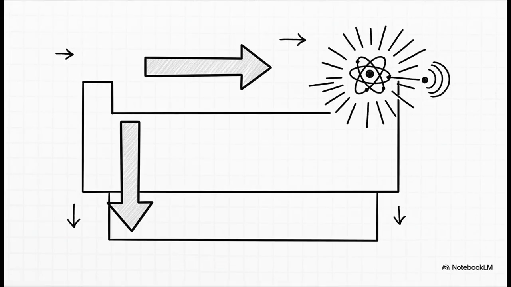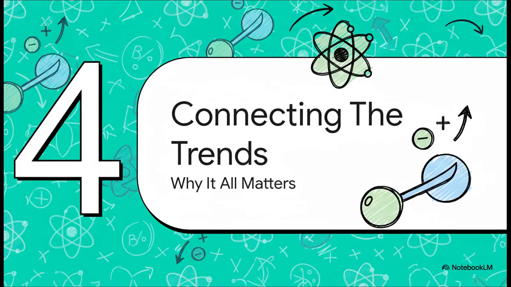And guess what? The trends here follow the exact same logic we've already figured out. As you go across a row, the atoms get smaller and their nuclei get stronger, so they have a much greater power to attract electrons. And as you go down a column, the atoms get bigger and more shielded, so they have a weaker pull. It's no wonder that fluorine, sitting up there in the top right corner, is the king, the most electronegative element there is.